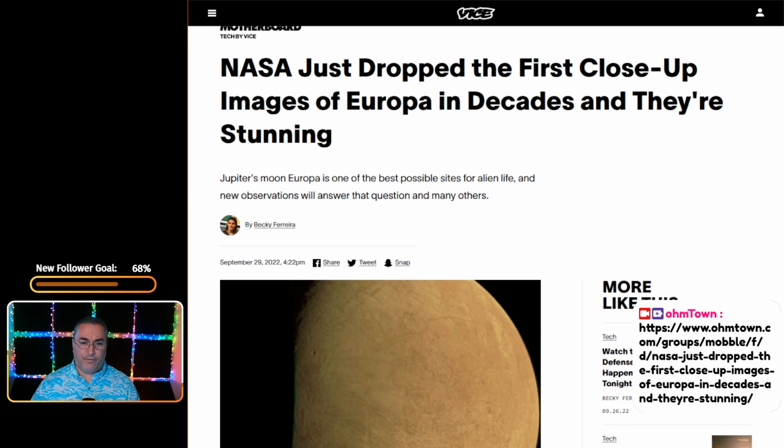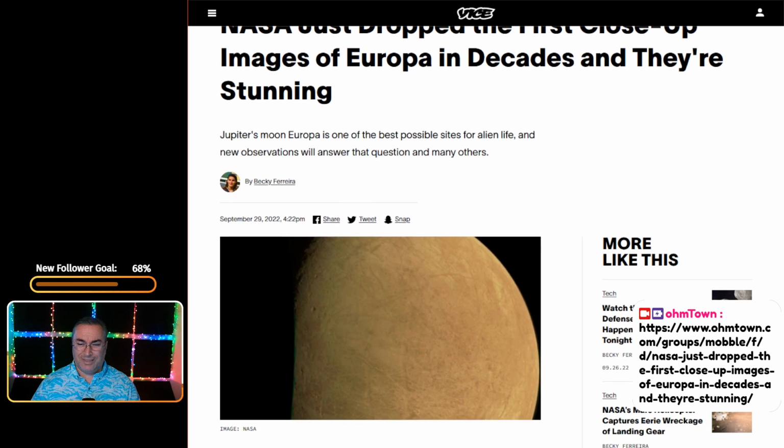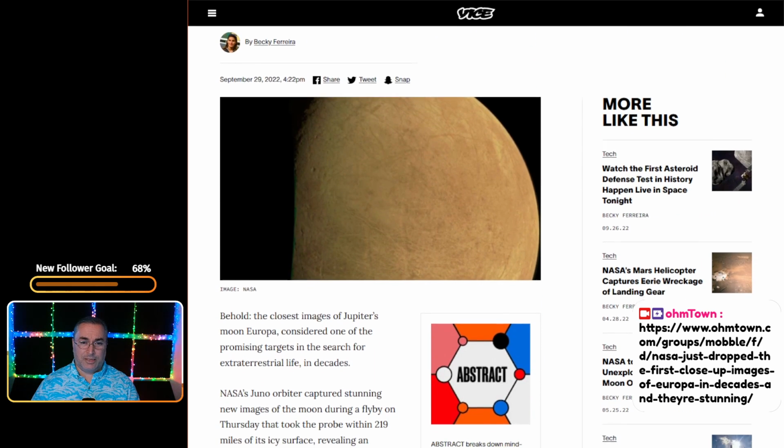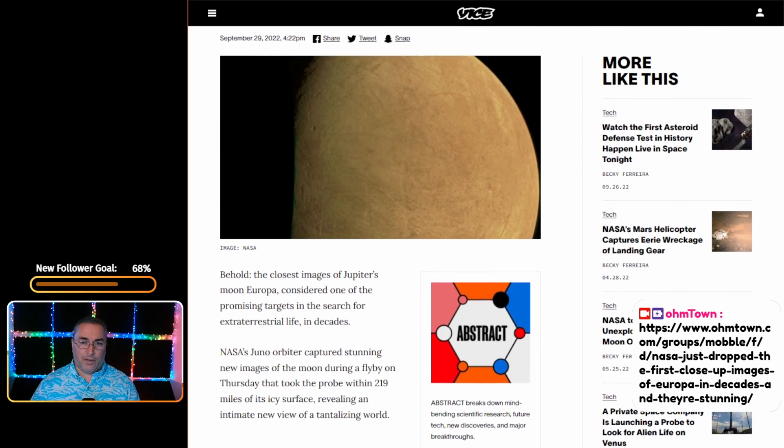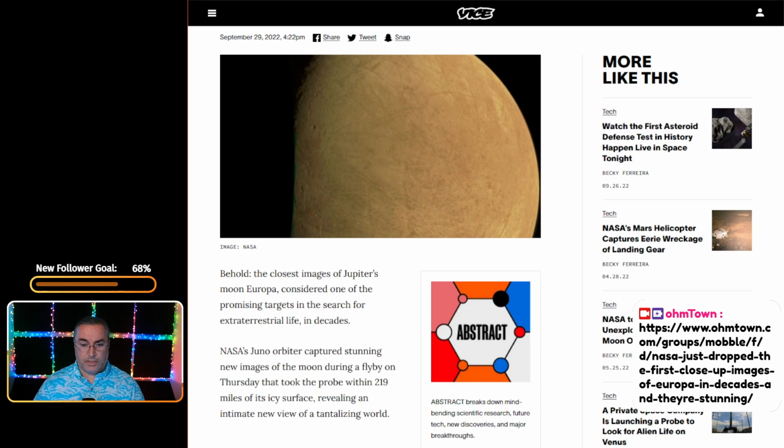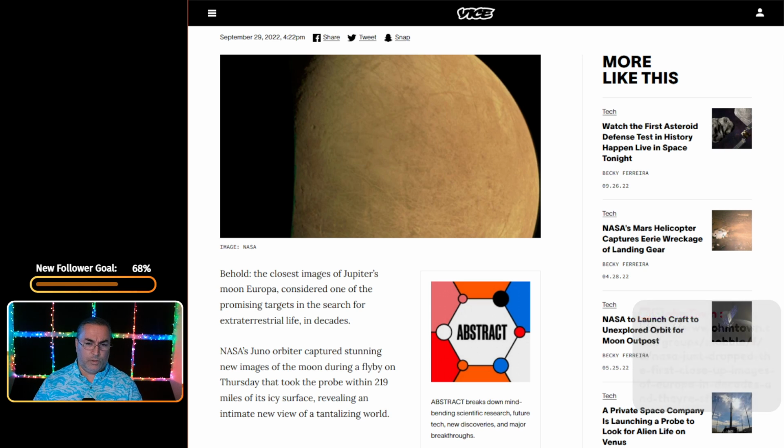This article is by Becky Ferreira. Jupiter's moon Europa is one of the best possible sites for alien life, and new observations will answer the questions and many others. I'm pretty sure that there's not going to be any life over there. But again, science fiction says that maybe it will have a galactic-sized baby, or I'm not quite sure. 2001 was a real mind-bender.